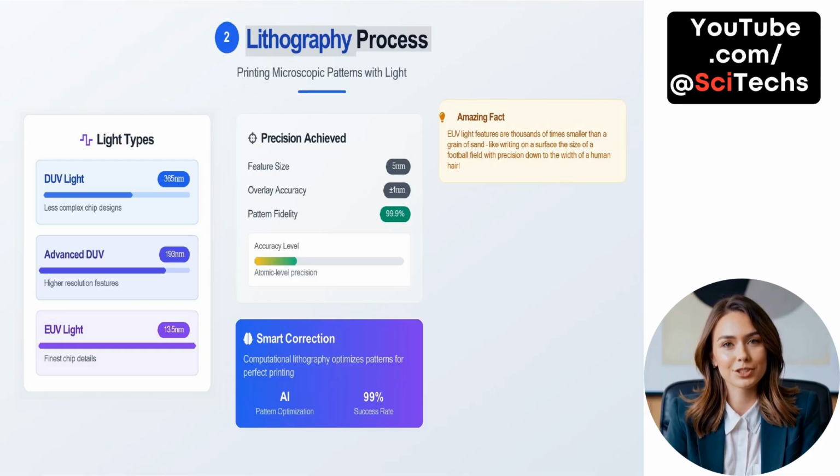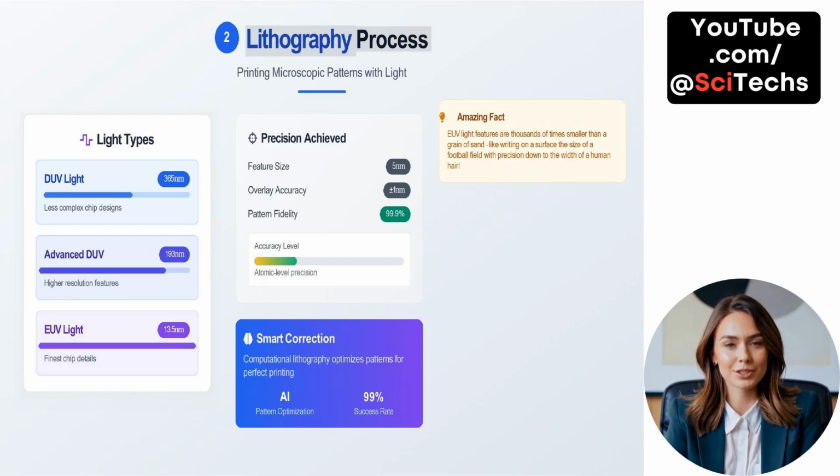Light types and precision in lithography. Lithography uses different wavelengths of light to achieve various levels of precision in chip design. DUV, or deep ultraviolet light at 365 nanometers, is used for simpler, less complex chip patterns. For higher resolution features, advanced DUV at 193 nanometers is employed. The most refined detail is achieved using EUV light, extreme ultraviolet, at just 13.5 nanometers, enabling the finest chip structures.